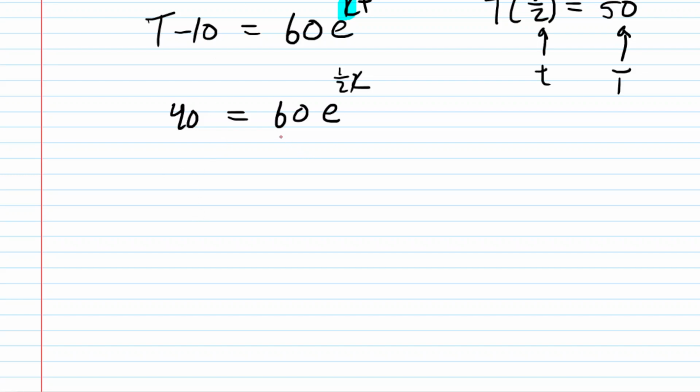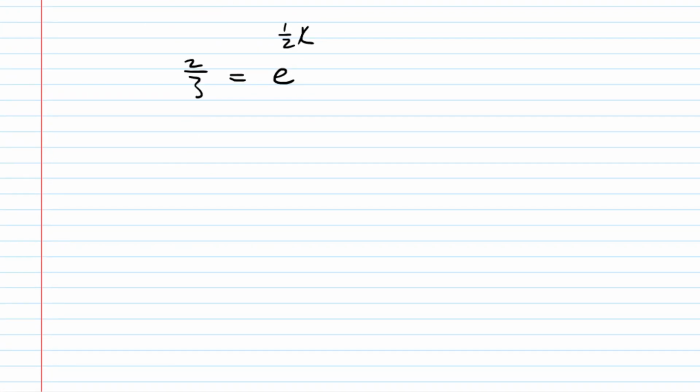So it would look like this. Divide this side by 60 and this side by 60. Looks like the left side is going to become 2/3. We have e to the 1/2 times k. We're going to solve for k by taking the natural log of both sides. So you take the natural log here and there. Again, natural log and e cancel each other out. So you have ln of 2/3 is equal to 1/2 k.